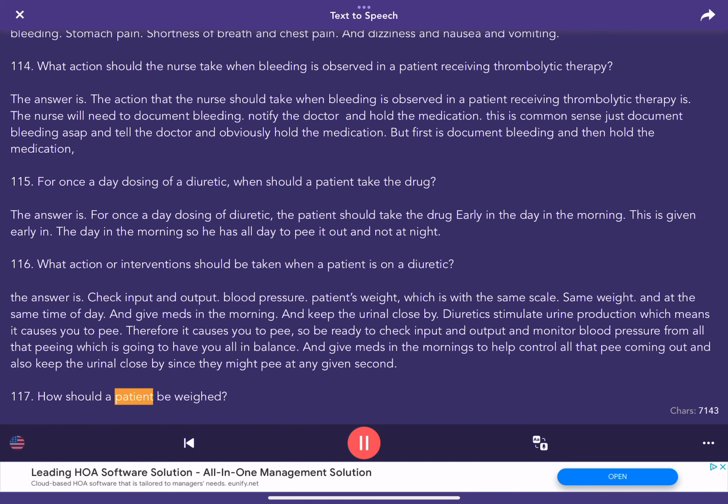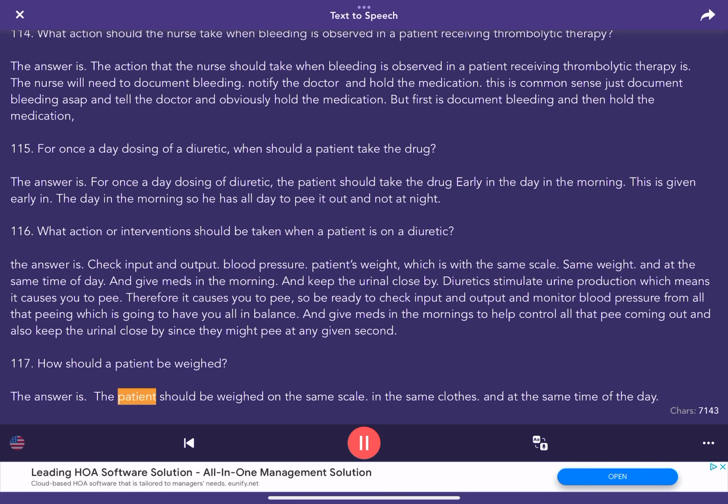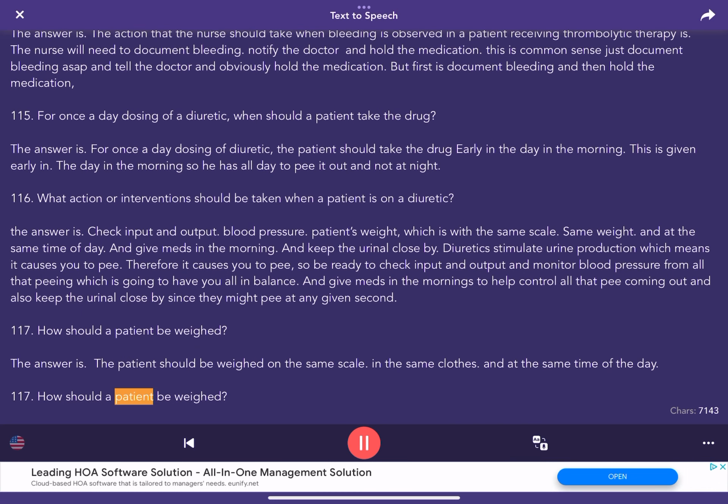117. How should a patient be weighed? The answer is the patient should be weighed on the same scale in the same clothes, and at the same time of the day. 117. How should a patient be weighed?